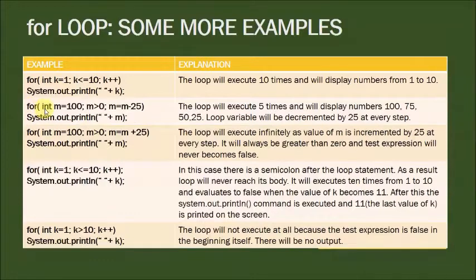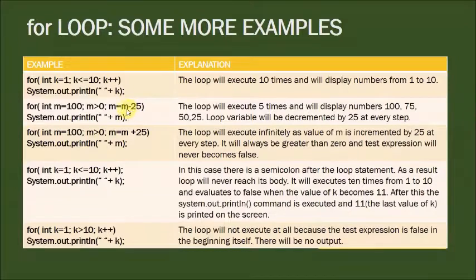Next, for (int m = 100; m > 0; m = m - 25) System.out.println("" + m). So in this case, the initialization expression is m = 100. That is, 100 will be assigned to m. And the test expression is m greater than 0. And the update expression is m = m - 25. So in the beginning, the value of m is 100. So 100 will be displayed.